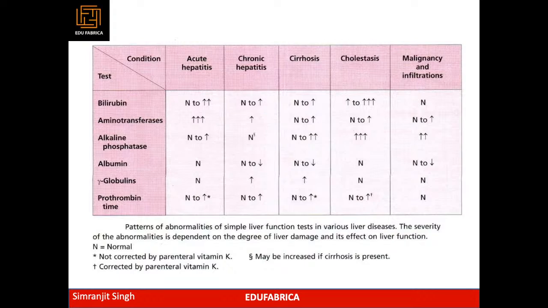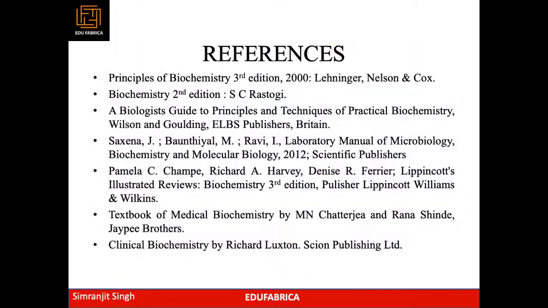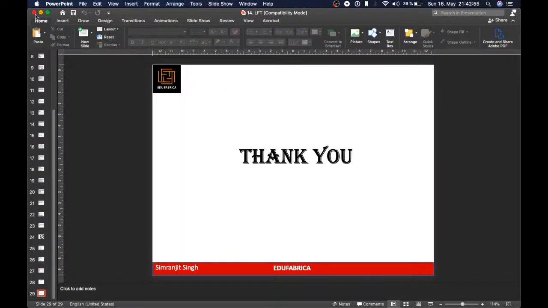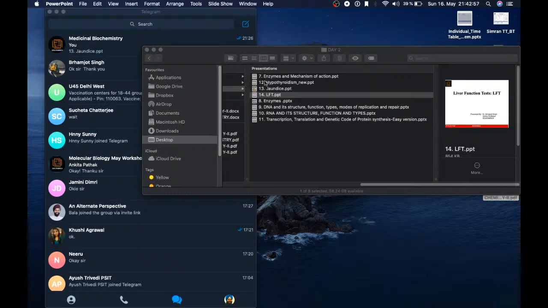So for each condition, acute hepatitis, chronic hepatitis, cirrhosis, cholestasis, malignancy, all these values are shown: your albumin, alkaline phosphatase, aminotransferases, bilirubin, gamma globulin, prothrombin time. Each value has been explained, whether it should be normal or high. So that was the core details, the biochemical LFT part.